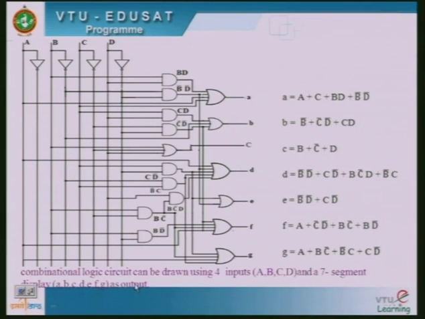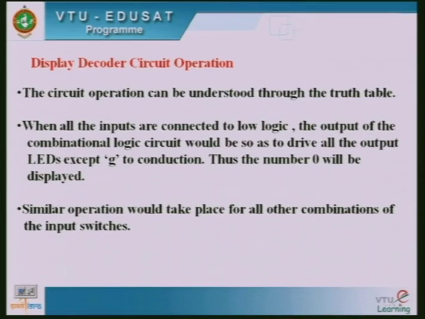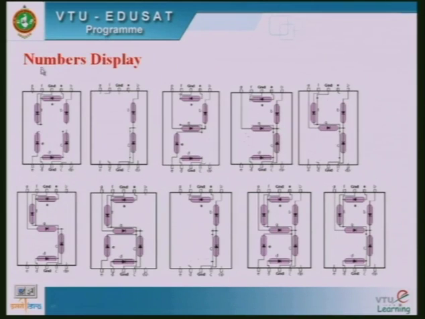So the combinational circuit which is drawn using 4 inputs ABCD and 7 segment display ABCDEFG is shown here in this particular circuit. So next we are going to see here, this is the 0. Once we give the values, then automatically the 0 value can be displayed on the 7 segment. Here only 2 segments are glowing, B and C, and A, B, G and D, E.